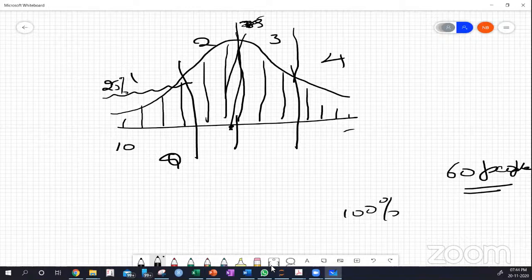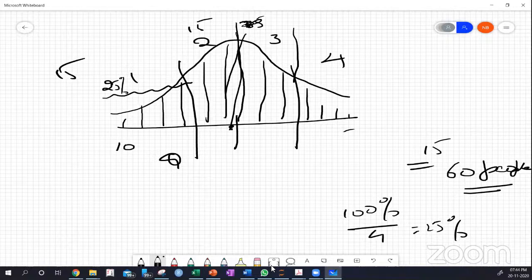100% of the people divided by 4 will be how much? 25%. So how many people? As somebody said, it is 15 people. So 15 people will be present here, correct? This is another 15, 25%. This is another 15. This is another 15. So it is divided into four parts.